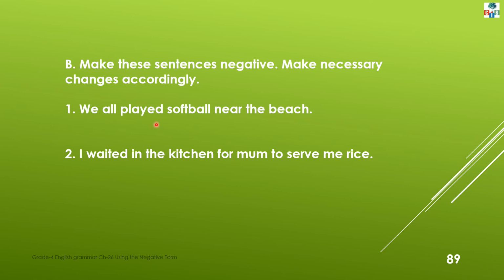And played is in past tense. So what will you do? Which helping verb will you use to make it a negative one? Did. So see the answer. We all did not play softball near the beach. As I said earlier, with do, does and did, the verb will be in the base form. We all did not play softball near the beach.